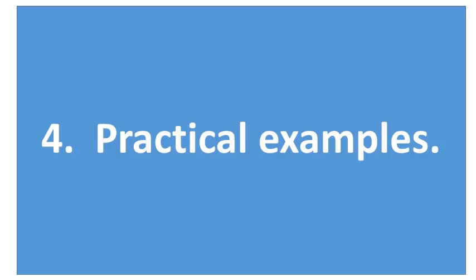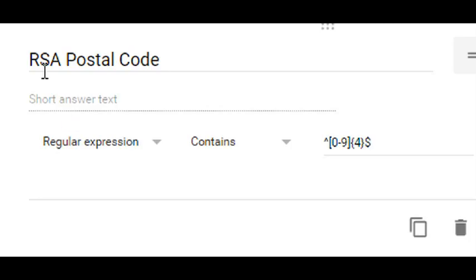Let us now look at a few practical examples. The South African postal code is very easy. Use your normal expression, the opening caret and closing dollar sign. And it consists of numerals 0 to 9. And then repeat it for 4 consecutive digits or character spaces.